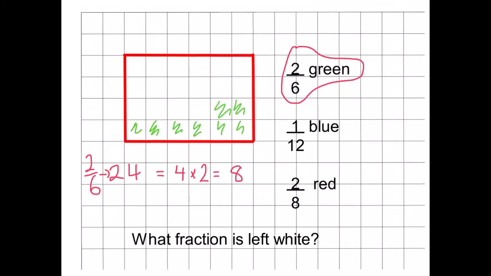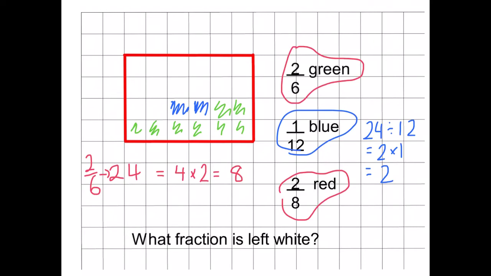I then have to work out 1/12 of 24. So again I divide by the bottom and multiply by the top. 24 divided by 12 equals 2. Times it by 1, still 2. So 2 of my squares are blue. 1, 2.